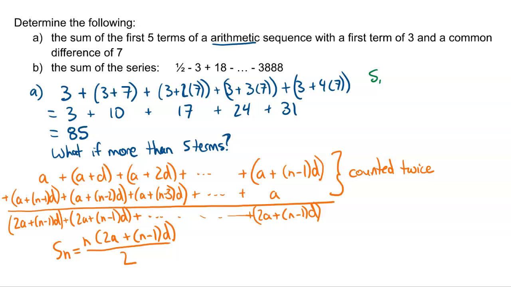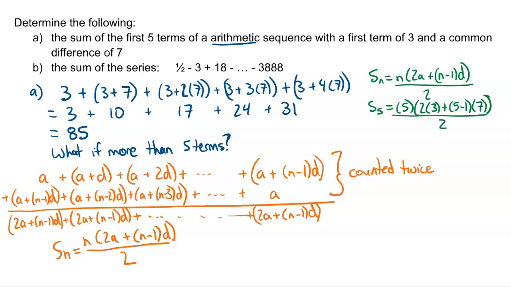So let's use that equation to calculate the sum of the first 5 terms of the arithmetic sequence now, instead of just laying out all the numbers. So we go ahead and we substitute n equals 5. We substitute in as well that a equals 3, so it's 5 times 2 times 3, plus n minus 1, well n is 5, so 5 minus 1 times that difference of 7. So working from inside to outside in the brackets and then using BEDMAS, we get an answer for the sum of the first 5 terms of 85, just as we did the other way.